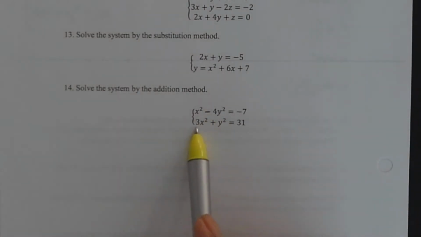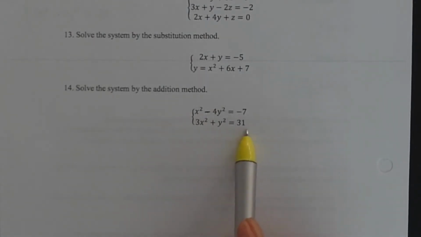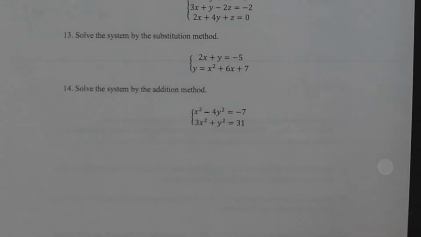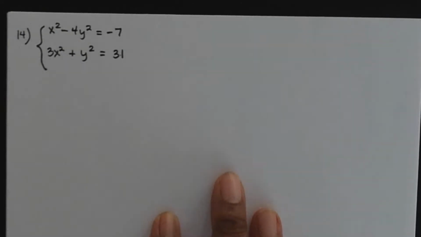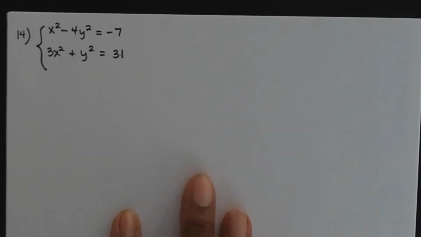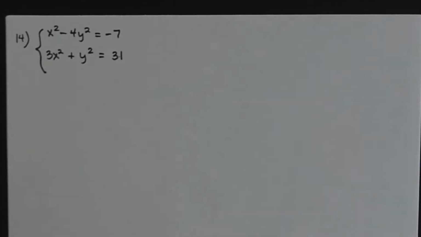And the second equation is correct. 3x squared plus y squared is equal to 31. And we're going to solve this system by using the addition method. Okay, so I'm going to go ahead and work that problem out. So here is the correct system. x squared minus 4y squared equal negative 7, and 3x squared plus y squared is equal to 31.